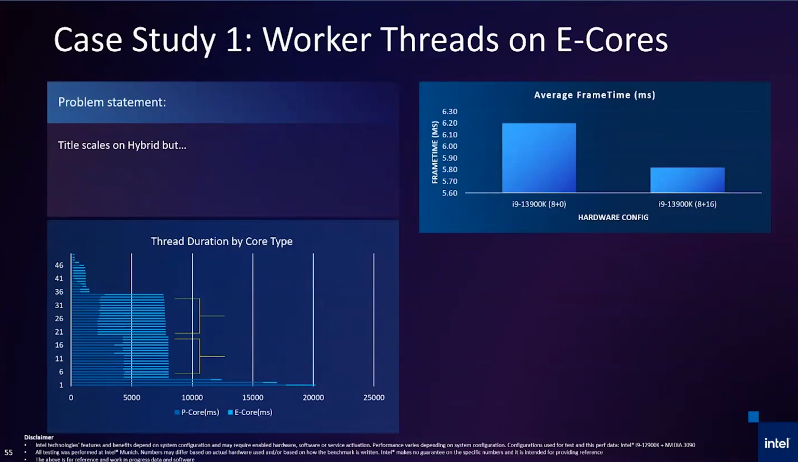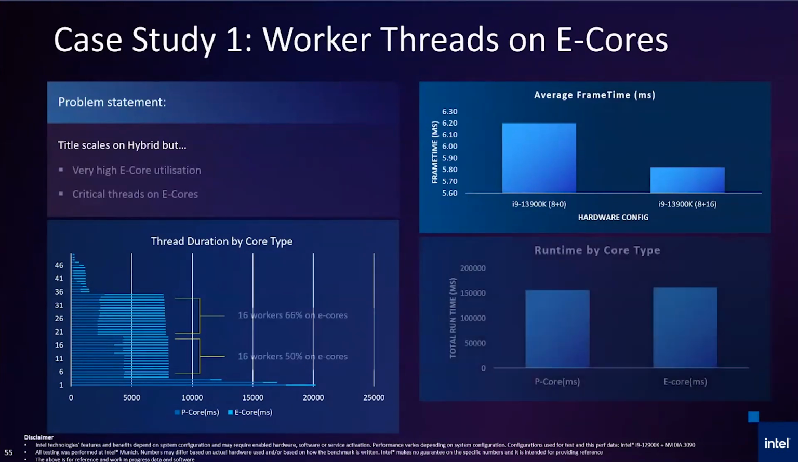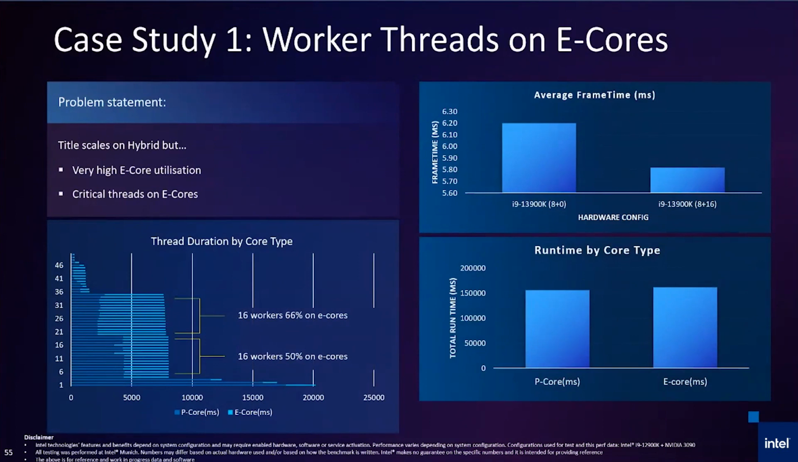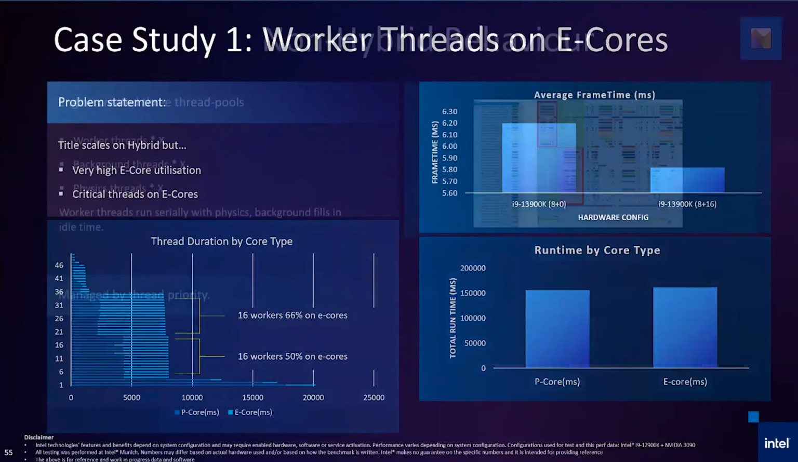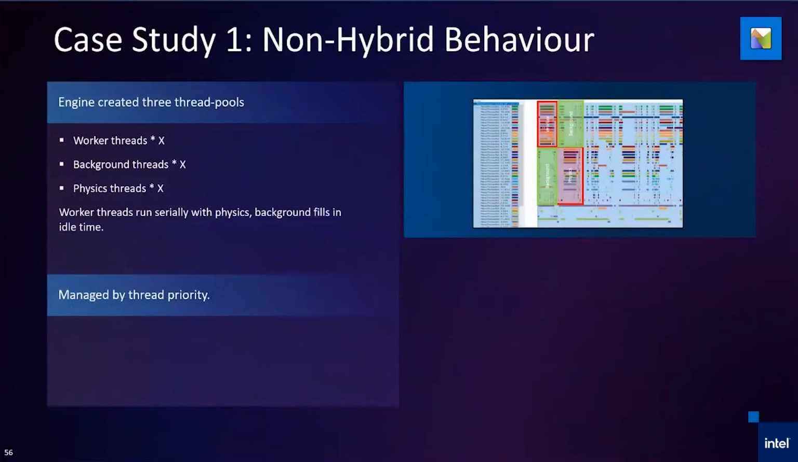So the first case study is actually one where the application benefits from hybrid. And it actually benefits by almost 10%. It's scaling very well. The thing that's interesting is the fact the application, despite having some very long-running threads that spend most of its time on P cores, overall it actually spends a significant amount of time running on E cores. While it's benefiting, it may actually be able to do better.